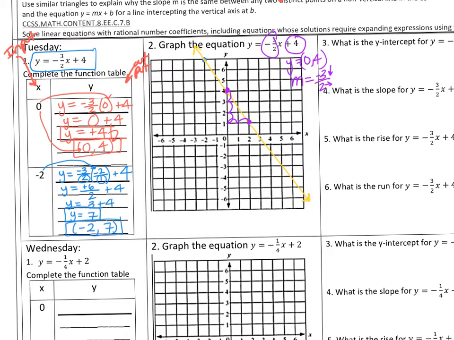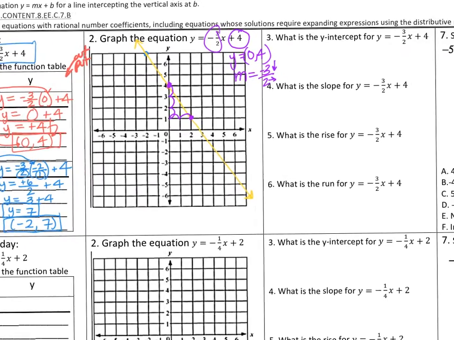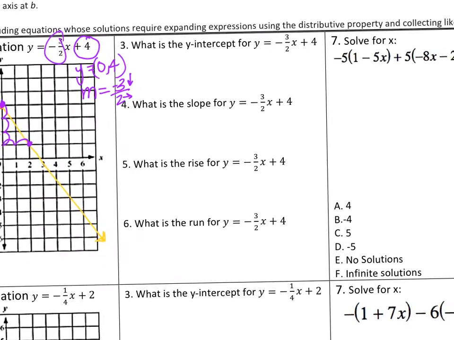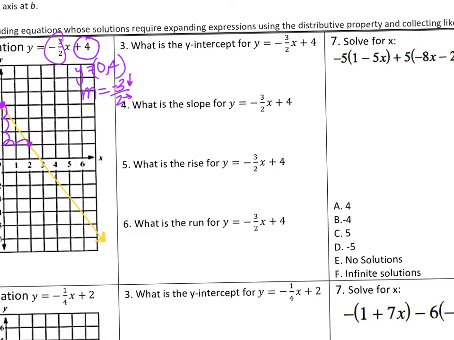Number 3 says, what is the y-intercept for y equals negative 3 halves x plus 4? Well, the y-intercept is this plus b. Remember, y equals mx plus b. M is the slope. B is the y-intercept, which is (0, whatever that number is). This is the y-intercept. So this question is asking what's the y-intercept, and that's (0, positive 4).